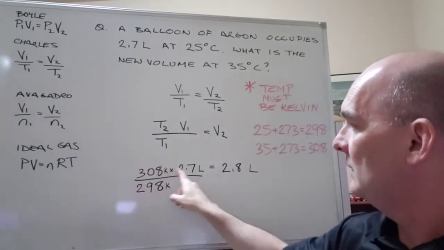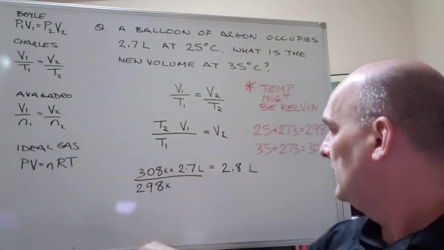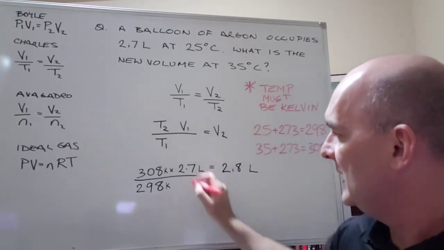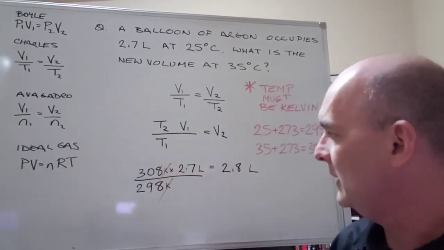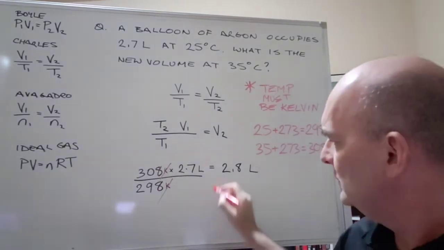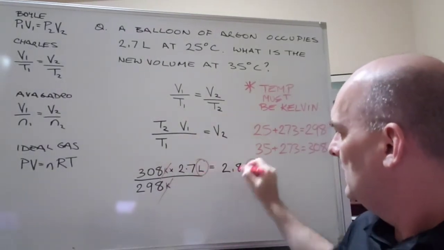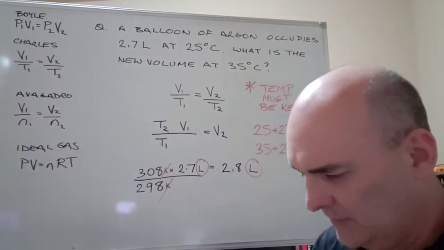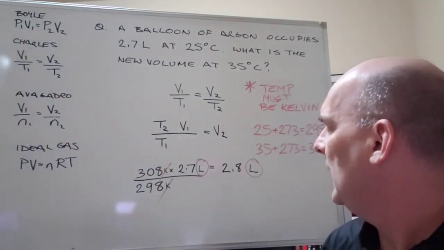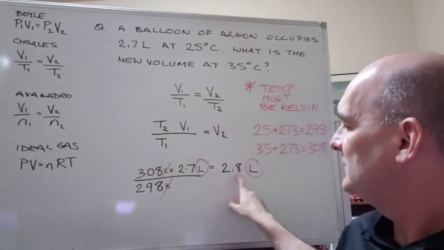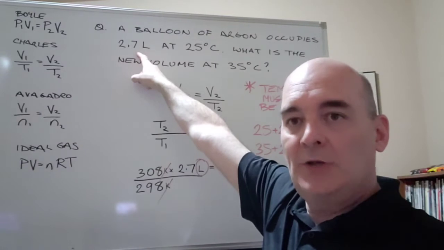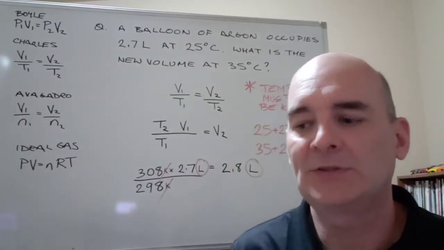So 308 Kelvin times 2.7 liters divided by 298 Kelvin, and you can see that those Kelvins cancel each other out. That gives you an answer that is in liters, and my new answer is 2.8 liters. That's larger, not significantly, but larger than the volume that I started with.